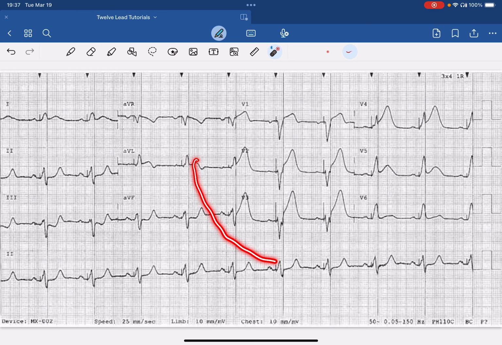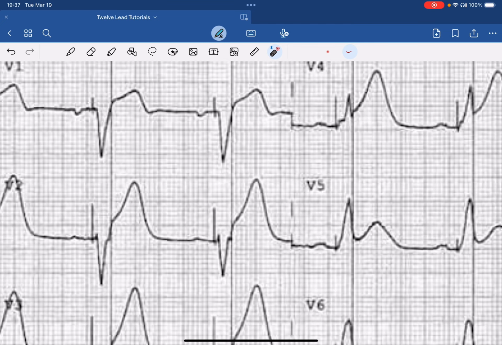If we cycle all the way back to V4 and V5, this is when we can really appreciate that concordant ST elevation. In V4, we've got a pacer spike at the beginning of the QRS complex here. If you look at the relationship of the QRS complex, which is this structure, and compare it to the T wave, you will see that the J point is far and away elevated off of the isoelectric line.